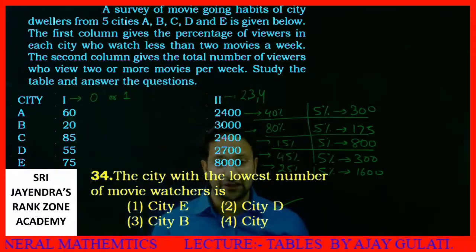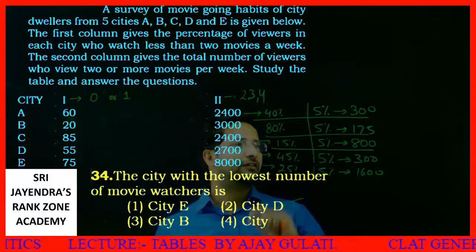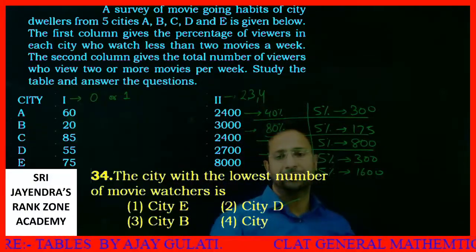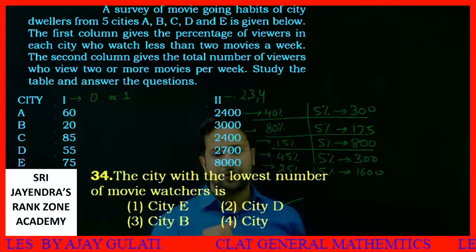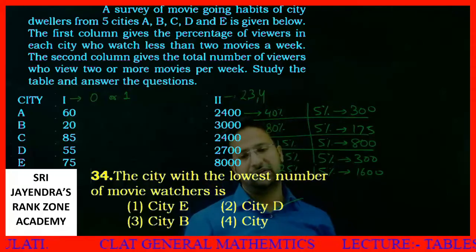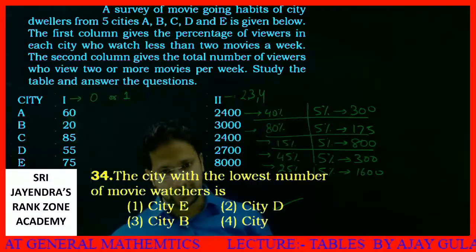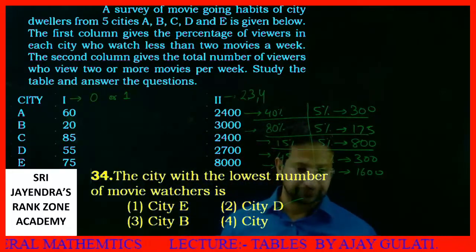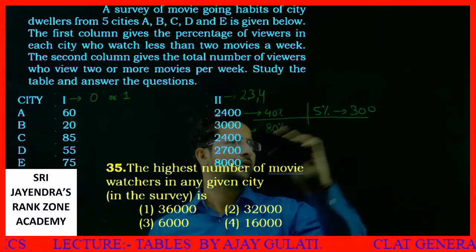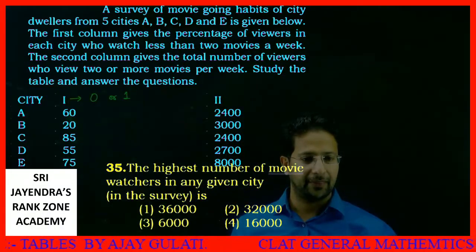What is being asked? The city with the lowest number of movie watchers is. Which city has the lowest number of movie watchers? So 5% is 175 over here. This is the minimum. So option 3 is your answer. City B is your answer. Okay, dear students, so we get city B. Let's move to the next question.